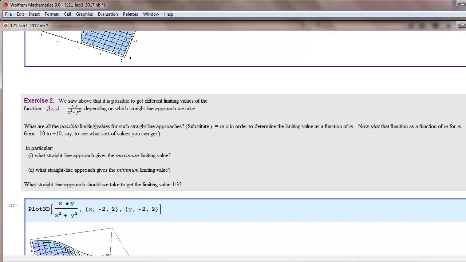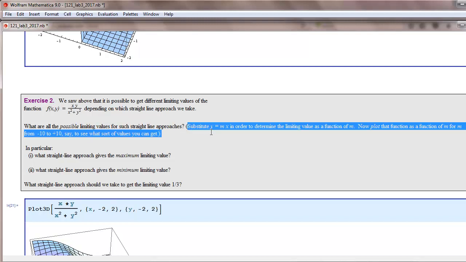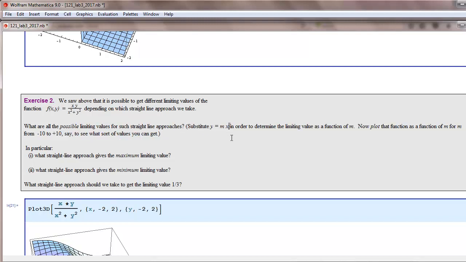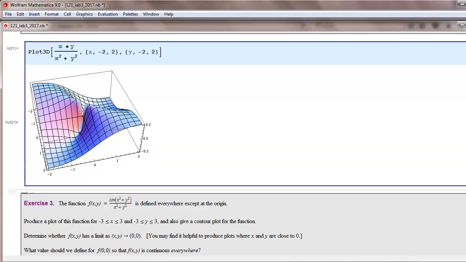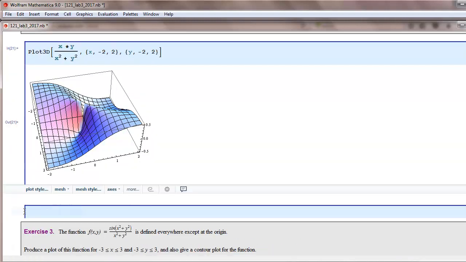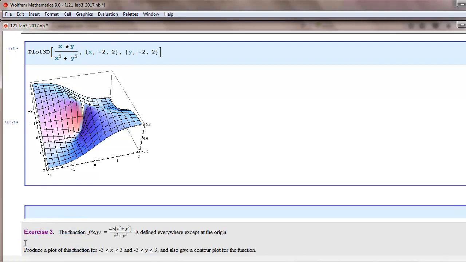Now, the next thing we want to do is look at what all the possible limiting values are, like, what are all the possible limits that you could get for straight line approaches? So they want us to substitute y equals mx in the limit. Let's take a look at a few of these. First of all, let me label this. I'm going to create a text area. Let m equal 1, and we'll substitute y equals 1x, that's y equals mx, into the function. What is the limiting value?